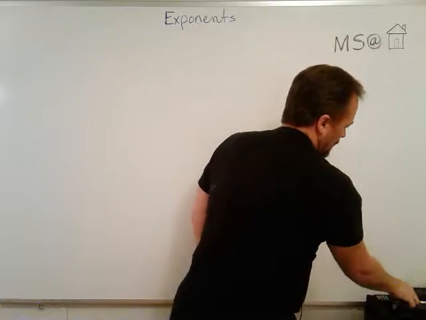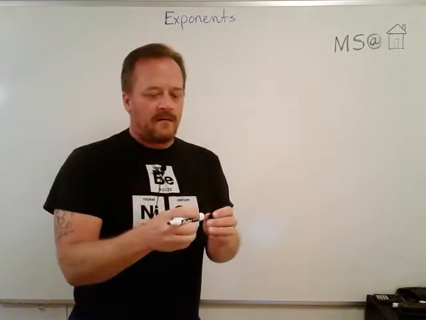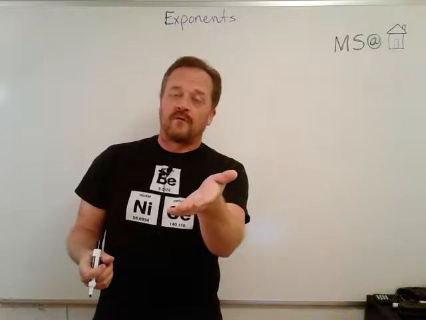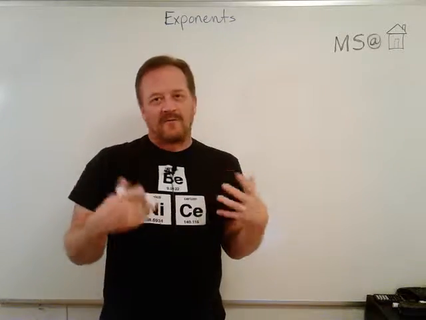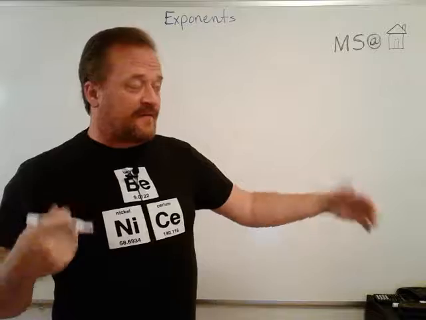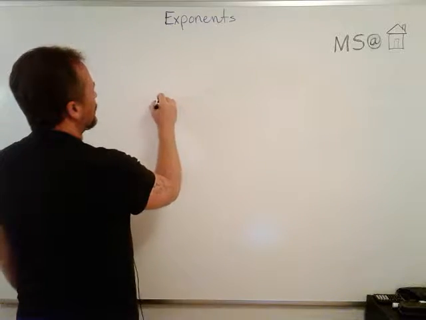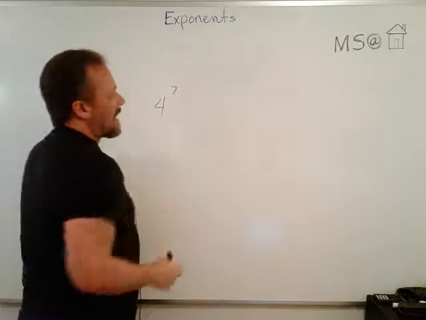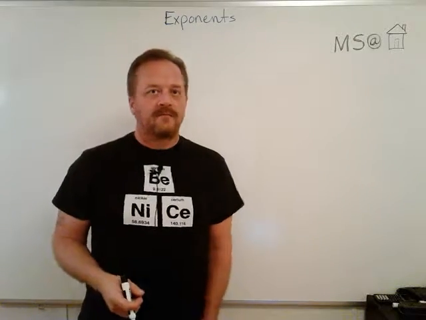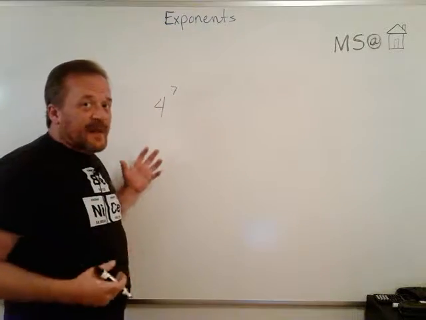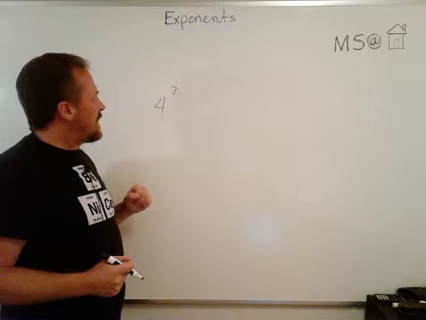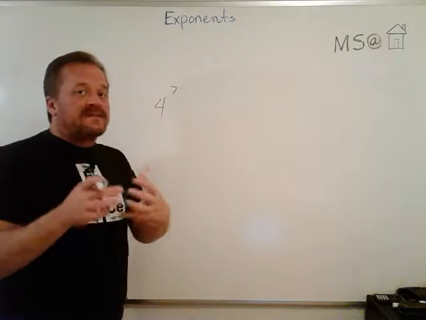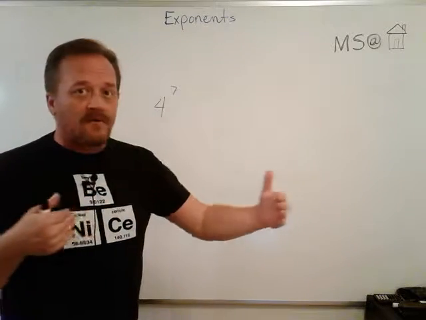Okay, let's try. I'm going to give you an exponential form this time, and we will write it in expanded form. Let's say we have 4 to the 7th power. Which one is the base? That's the main number, right? So 4 is the base. That's the one that we're going to be rewriting over and over.